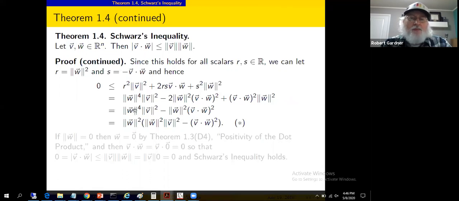It leaves us with norm w squared there from the norm w to the 4th. The norm v squared doesn't change. We still got this dot product stuff. We factored the coefficient of norm w squared out. Let's call that equation star.